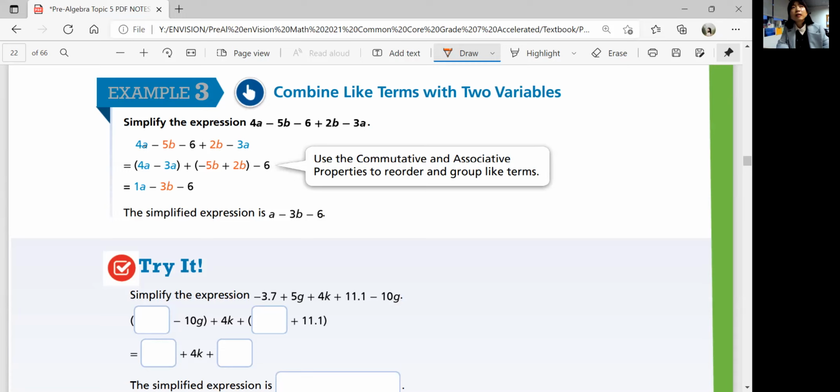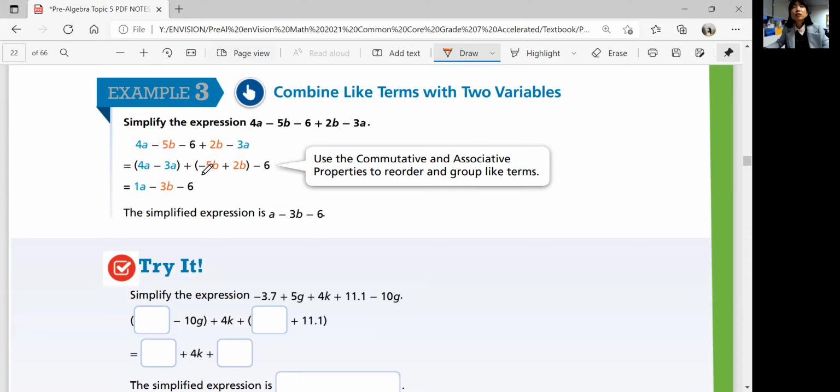So group the A's together, group the B's together, and constant is just -6. So adding all the coefficients for A's, you have 4 minus 3, which is 1. So that's just A. And then the B's, -5 plus 2 is -3. So that's -3B. And the constant stays -6.